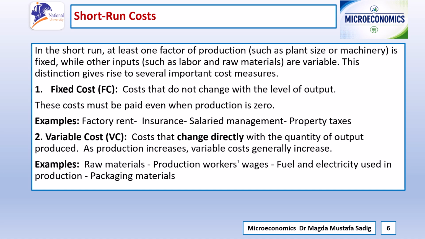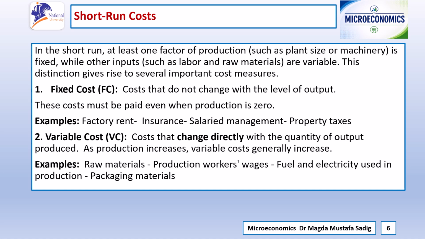Short-run cost. Now we move to one of the most important topics. In the short run, at least one factor of production is fixed. Usually this is the factory size or machinery. Other inputs such as labor and raw materials can change. This leads to two major cost categories.